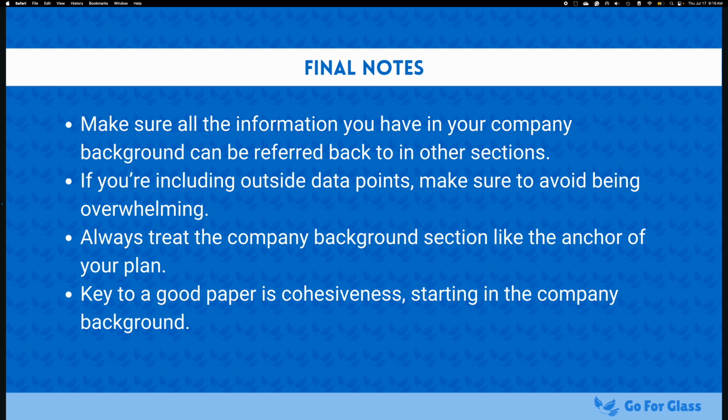Additionally, you're going to want to make sure that you treat the company background section like it's the anchor of your plan. So it needs to define what the business is, why it exists, and why it works. And then every other section, whether that's marketing, finance, or operations, will all flow from this. The key to a good paper is to make everything feel cohesive, and I would argue that doesn't start in the executive summary. It starts in the company background.